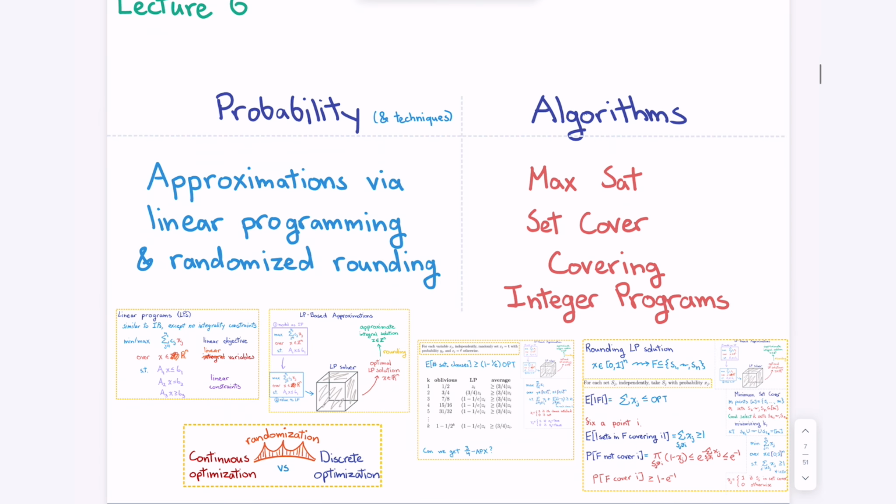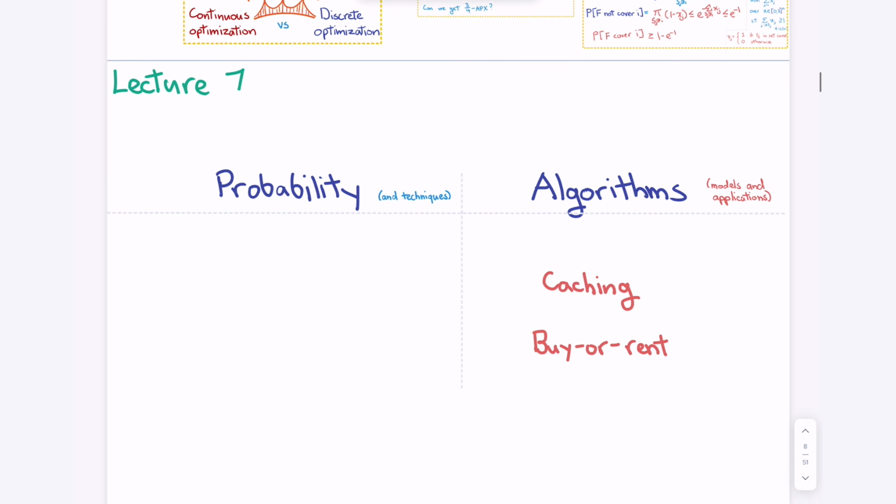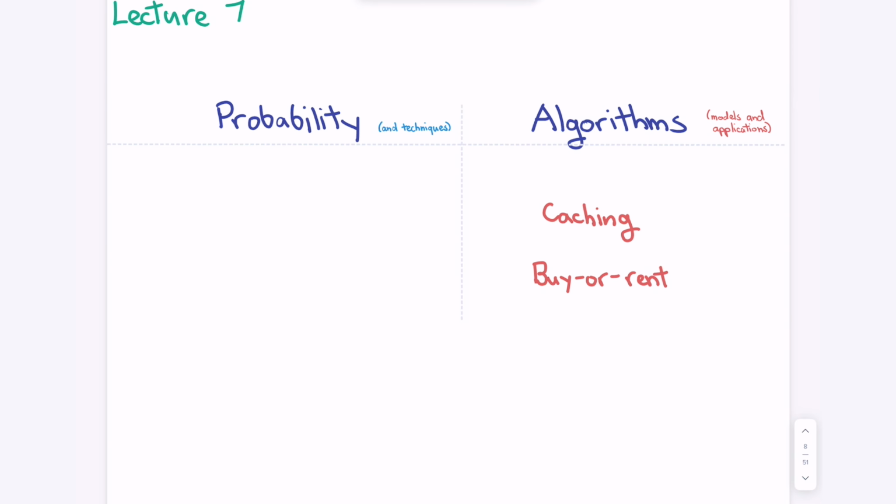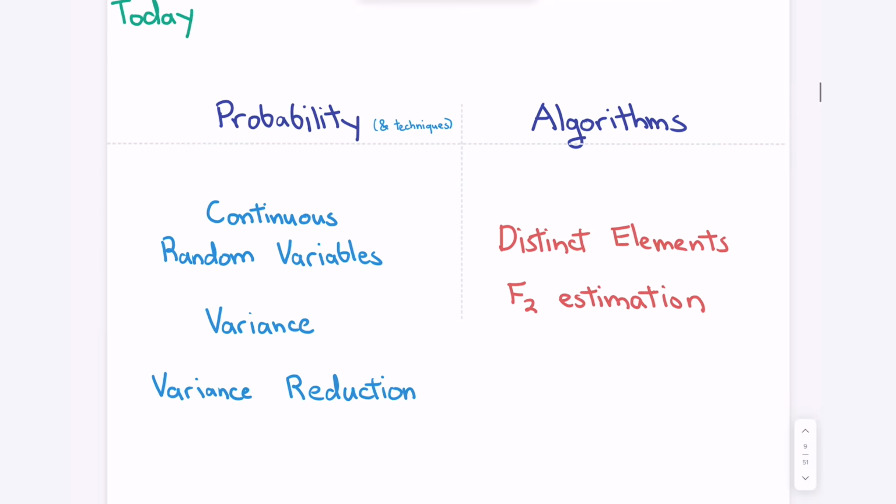We did some randomized rounding for linear programs, some approximation stuff. And then last time we did some online algorithms. We did caching and we did BioRent, most of BioRent. All right, so today we're going to be looking at these two problems, distinct elements and estimating the second moment. I'll explain that in a moment.